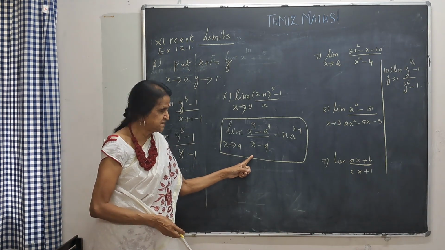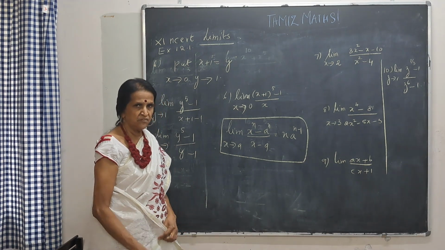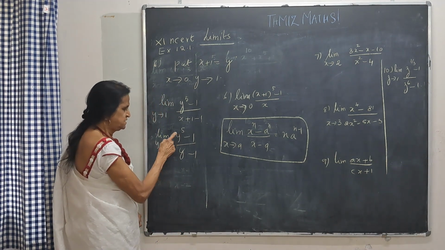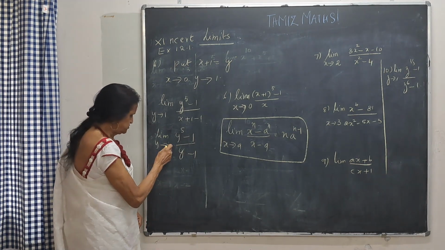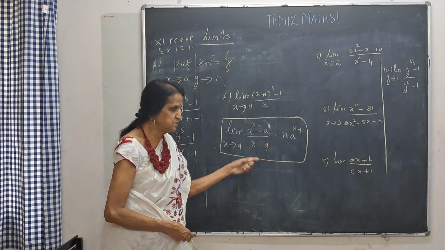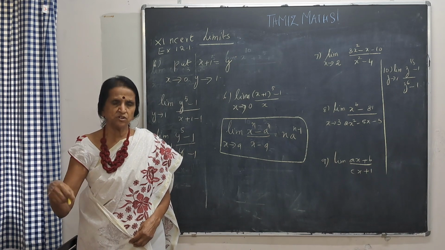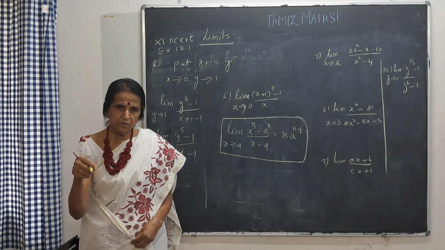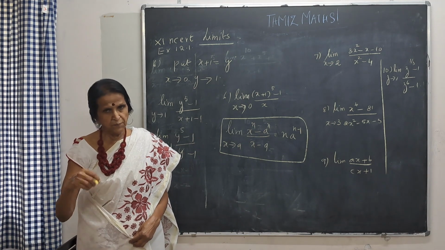x power n minus a power n by x minus a is n into a to the power of n minus 1. So what is n here? 5. What is a here? 1. Actually if you substitute, it becomes 0 by 0 form. What did I say in the previous video? We'll have 0 by 0 form. Sometimes we remove it as a problem, sometimes we have a formula for that, and we apply the formula.